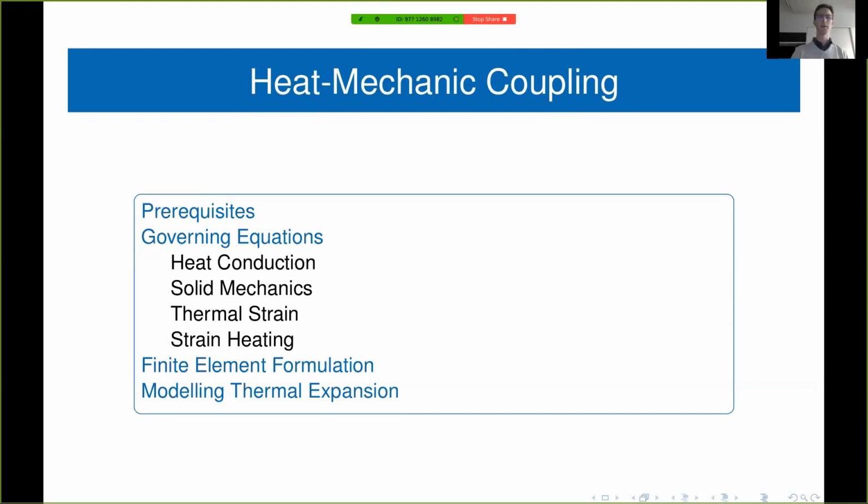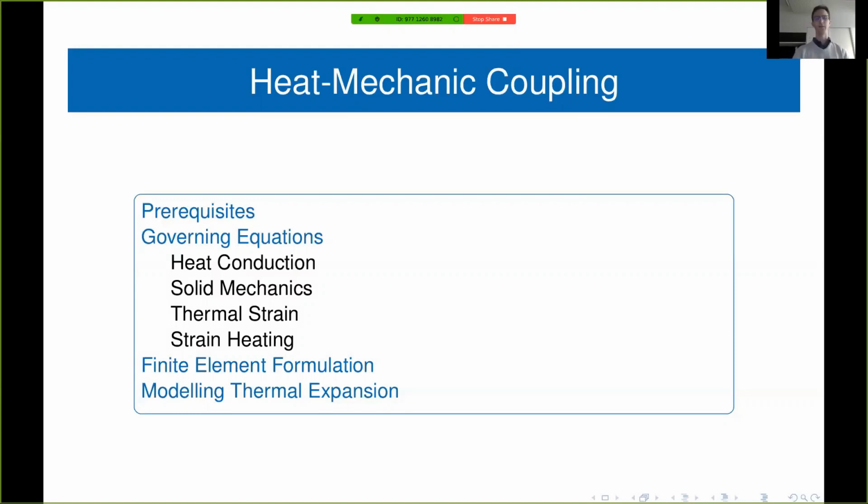Method is heat mechanic coupling. We'll go into the prerequisites and then, as usual, first tackle the governing equations we need for such problems, which are heat conduction, solid mechanics, obviously, and then we will need to include thermal strain into our Hooke's law, and also quickly discuss the phenomenon of strain heating, which we will later neglect in the coupling. And with this assumption, we can derive our finite element formulation.